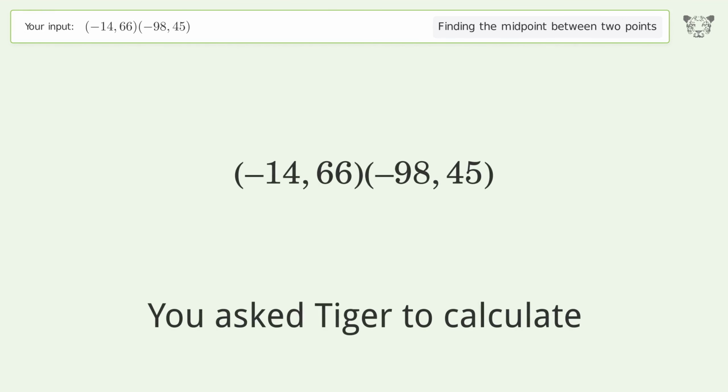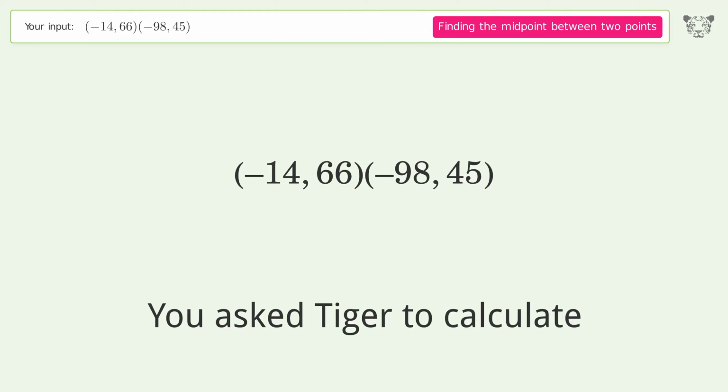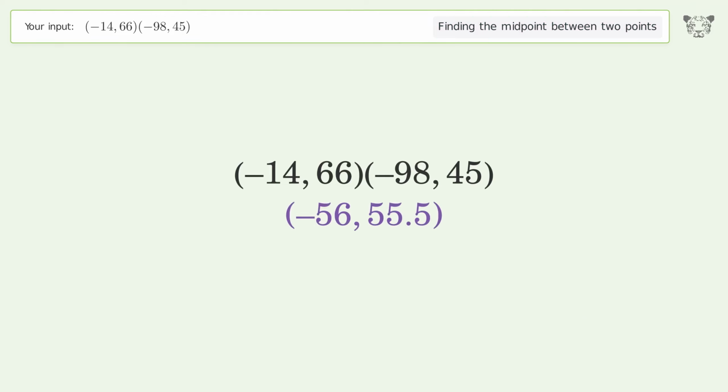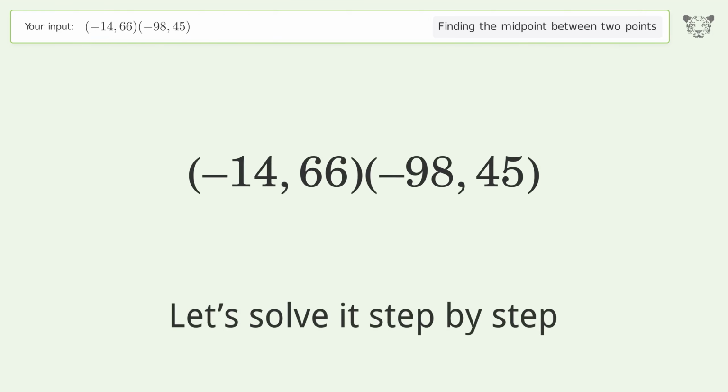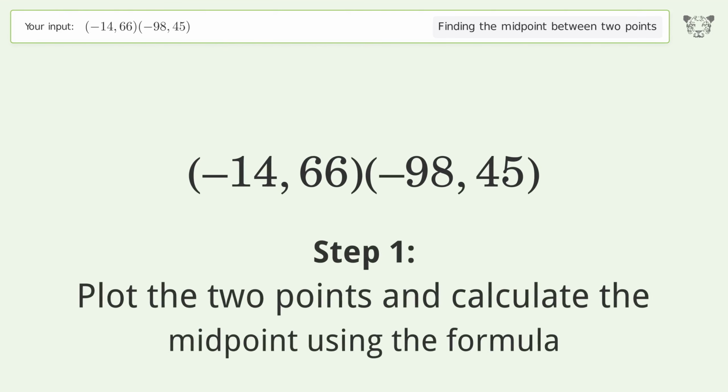You ask Tiger to calculate. This deals with finding the midpoint between 2 points. The midpoint between the 2 points is negative 56, 55.5. Let's solve it step by step. Plot the 2 points and calculate the midpoint using the formula.